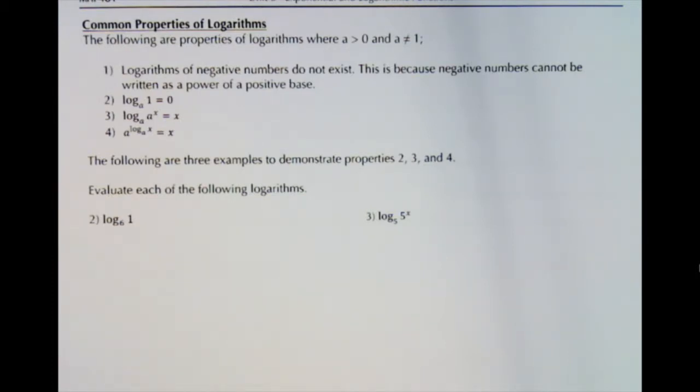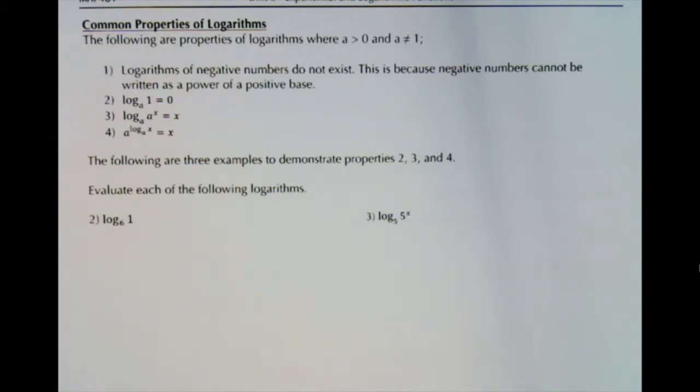All these properties are for when a is greater than 0, so that means the base of the logarithm is bigger than 0, and when a doesn't equal 1, so the base is not 1. The first property is that logarithms of negative numbers do not exist, and this is because negative numbers cannot be written as a power of a positive base. And we actually saw that in our most recent lesson in example C, where we had the log of negative 4 base 2. And we couldn't get a solution because it wasn't in the range of 2 to the power of x.